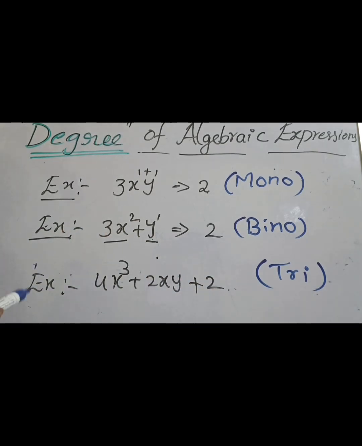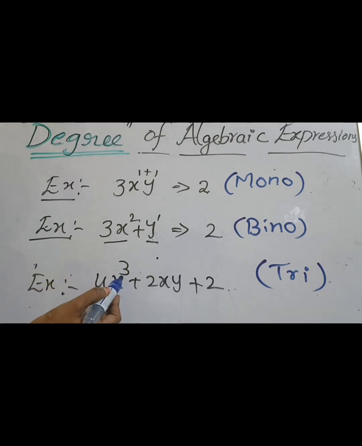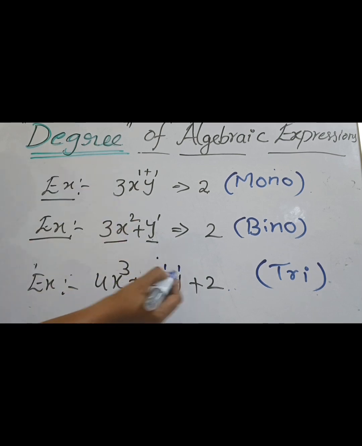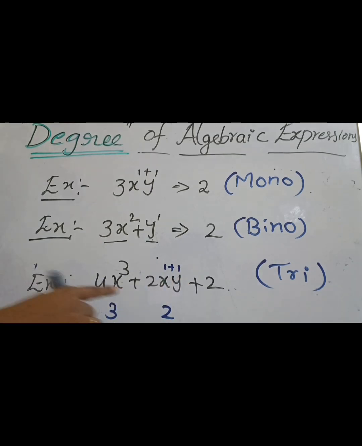Clear? So now, in the first one, 4x cube means 3. Only a single variable is there, so I can say easily that the degree of this term is 3. In this term, children, we have two variables. If there are two variables, how do we take the degree? Already we discussed in the monomial: in a single term, if two variables are there, we need to add those exponents. So 1 plus 1 is 2. This term's degree is 2.